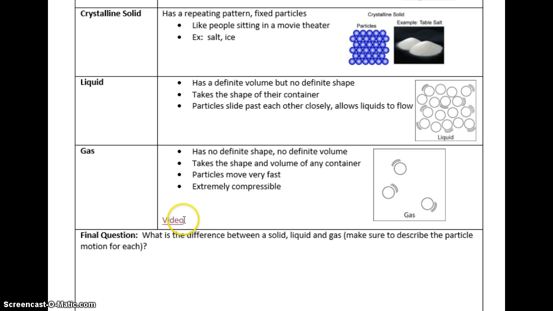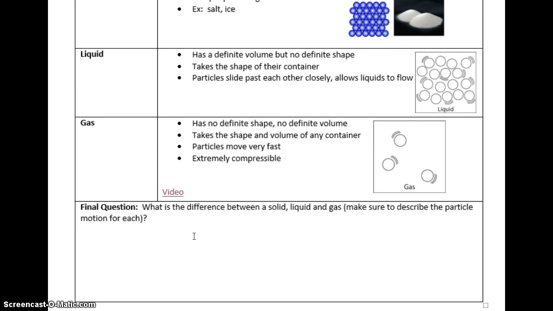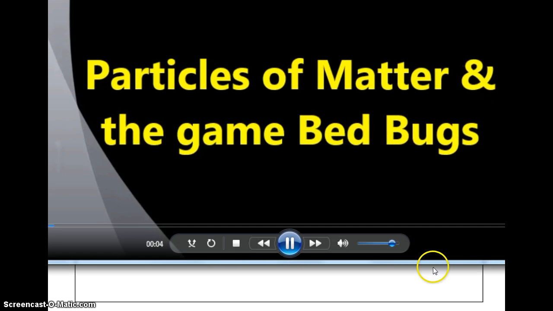Alright, last but not least, there's a video we're going to watch that just kind of re-explains the particle motion in solids, liquids, gases. But before you are finished with these notes, at some point you must answer the final question. And our final question is, using your notes you just took, what is the difference between a solid, liquid, and gas? Just make sure that when you go to describe it, you're also describing how the motion of the particles are for each of those three states. Okay, so let's take a look at my little video I put together for you.